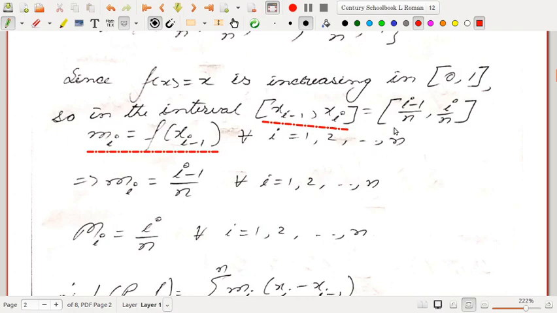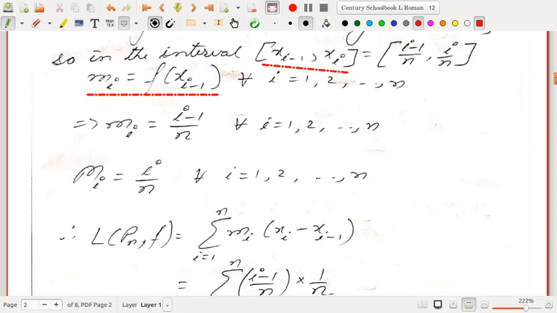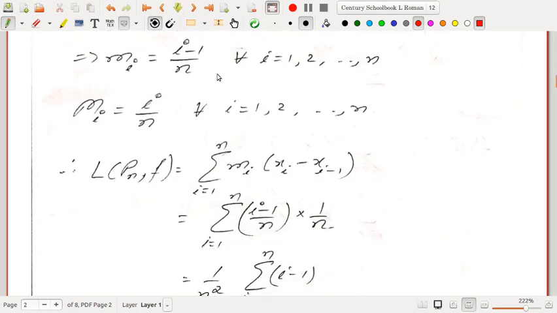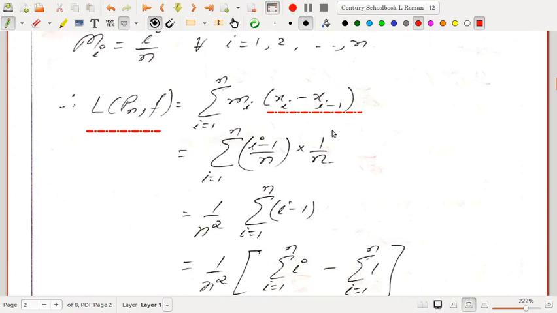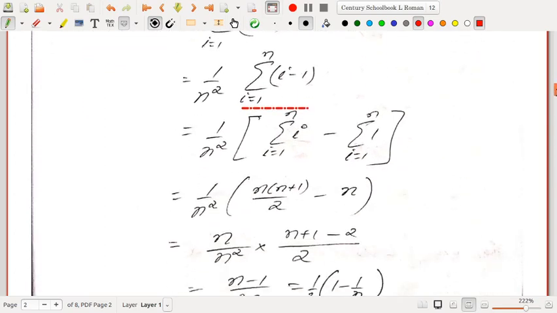And what is f(x_(i-1))? x_(i-1) is actually (i-1)/n. So small m_i is (i-1)/n for all i, and capital M_i is the upper endpoint of each interval, so this will be i/n. What is L(P_n, f)? It is the summation of m_i times (x_i minus x_(i-1)). We have taken subintervals of equal length, so the difference between the lower and upper values is 1/n. So it is the summation of (i-1)/n times 1/n. So 1/n squared will come out, and this is just the summation for i from 1 to n of (i-1), that is actually n(n-1)/2.